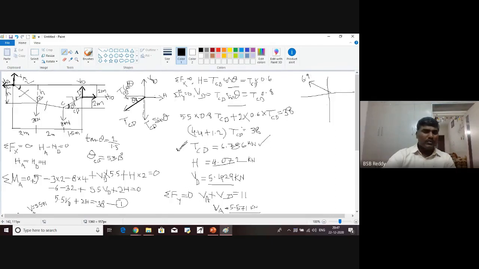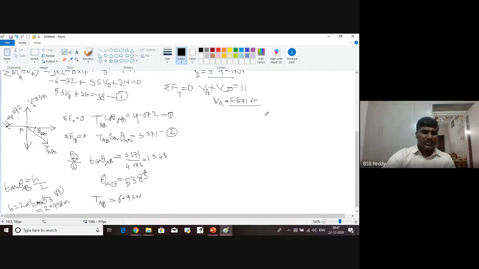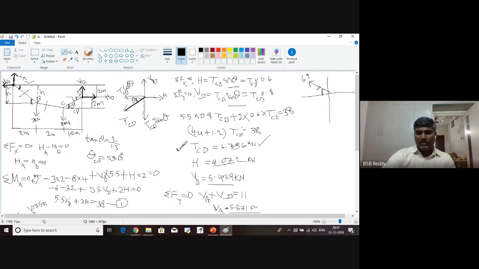Now, this angle theta AB is equal to this angle. Opposite angles are the same, so that's why this angle is theta AB. What is theta AB? 53.83. Right, now what? Vertical 3 kilonewtons.